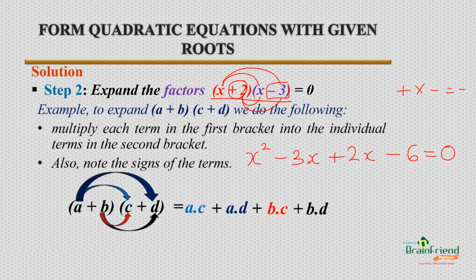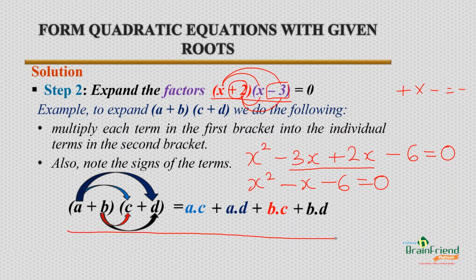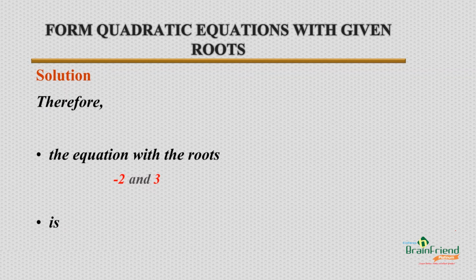Next is to collect the like terms, which are these two. The middle terms are like because they both have x. So what we do now is to say x squared minus 3x plus 2x will give us minus x. And then minus 6 equal to 0. What we did just followed these steps shown down here. Therefore, the quadratic equation with the roots minus 2 and 3 is x squared minus x minus 6 equal to 0.